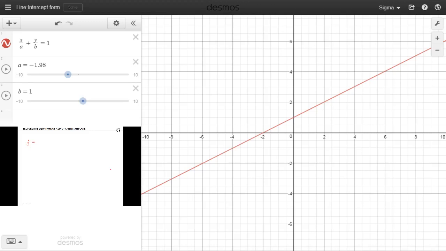Welcome to this lecture on the equations of a line in the Cartesian plane. In this lecture, I'm going to demonstrate how you can represent a line on the Cartesian coordinate two-dimensional plane. The relevance of the equations of a line on the Cartesian plane is that the line is one of the most commonly used concepts in all branches of mathematics.